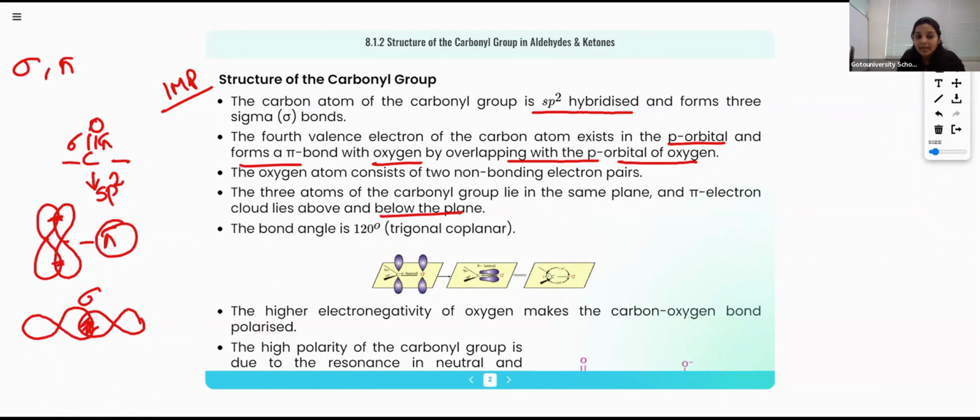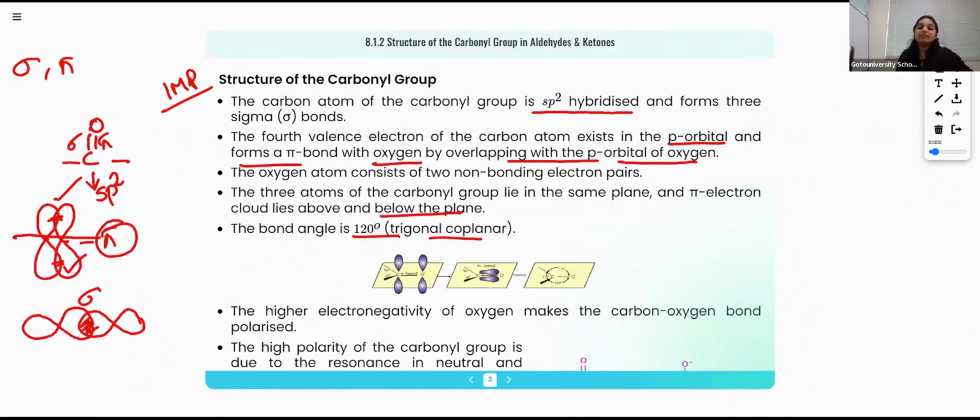Then what about this pi bond? In pi bonding, we have 2 overlapping areas. One is above the plane. Suppose you are drawing a middle line here, this is one area of overlapping, and this one is the second area of overlapping. So one area is above the plane, the other one is below the plane. And the bond angle will be 120 degrees. It is called trigonal planar.